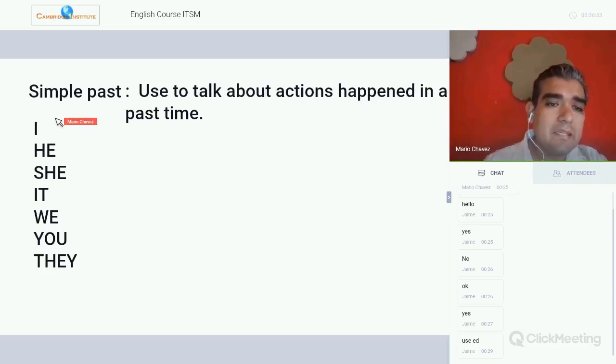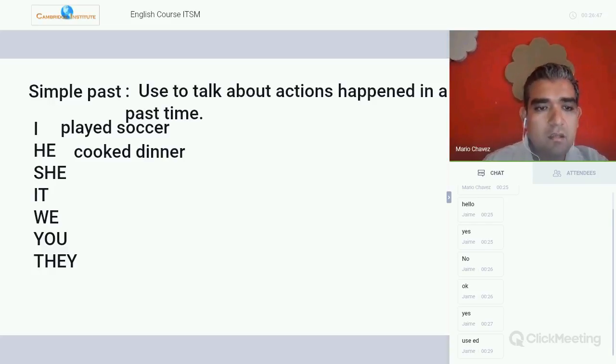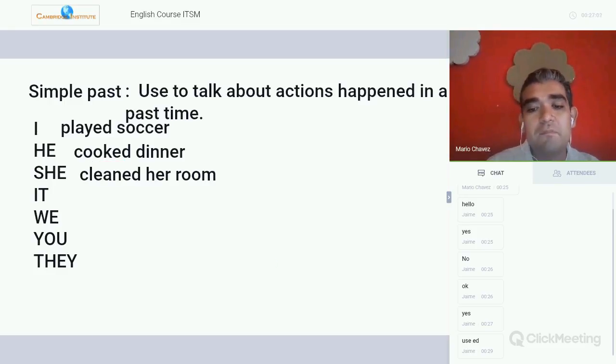For example, we can say, I played soccer. I can say, he cooked dinner. I can say, she cleaned their room. Up to here, we are using verbs in past that are regular verbs, like play, cook, or clean. Hasta ahí sí estamos usando verbos que terminan en ed. Estos verbos que terminan en ed, we call them regular verbs. Los llamamos verbos regulares, right?